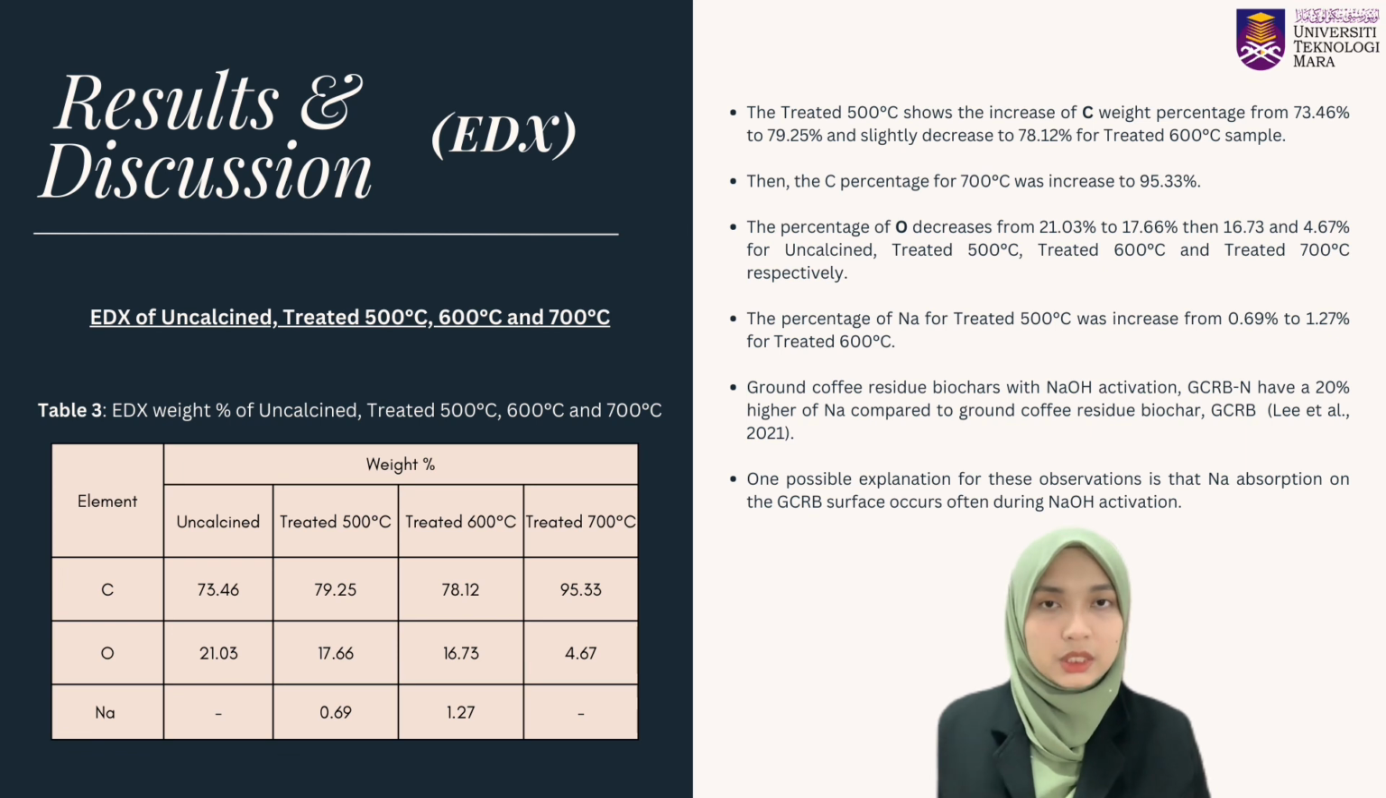The percentage of sodium increased from 0.69% for treated 500 degrees Celsius to 1.27% for treated 600 degrees Celsius. This can be supported by journals, where a study of ground coffee residue biochar with sodium hydroxide activation (GCRBN) shows that it has 20% higher sodium compared to ground coffee residue biochar (GCRB). One possible explanation for these observations is that sodium absorption on the GCRB surface often occurs during sodium hydroxide activation.